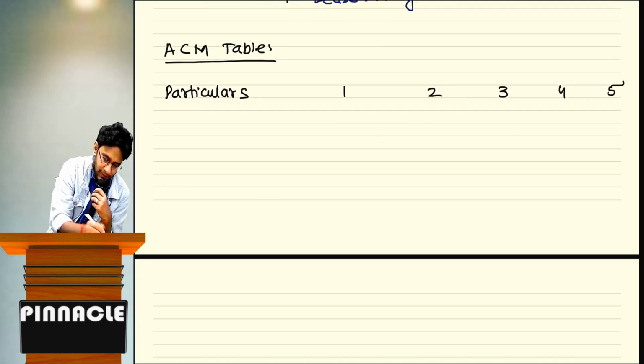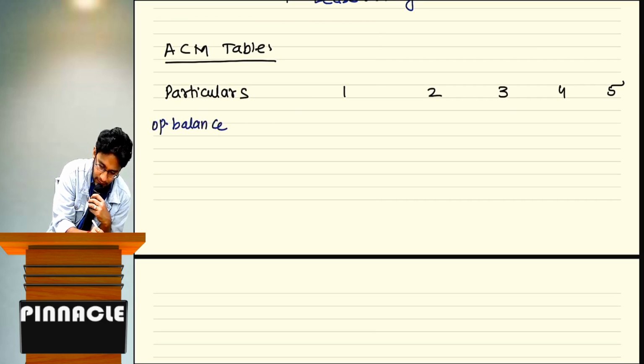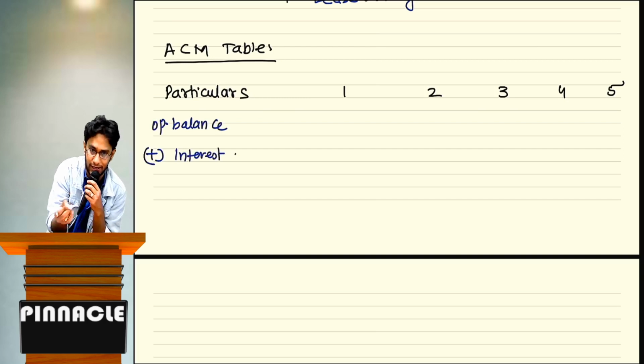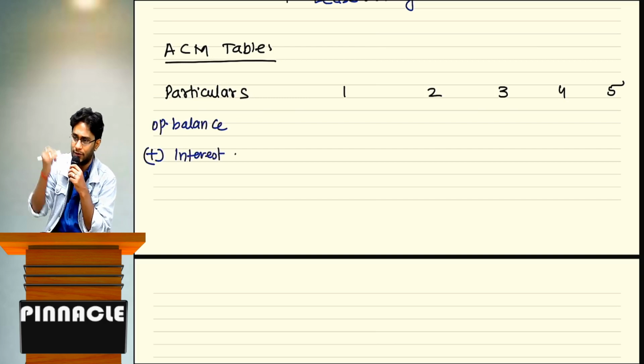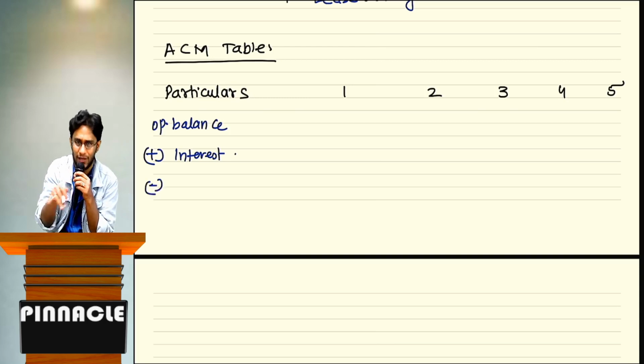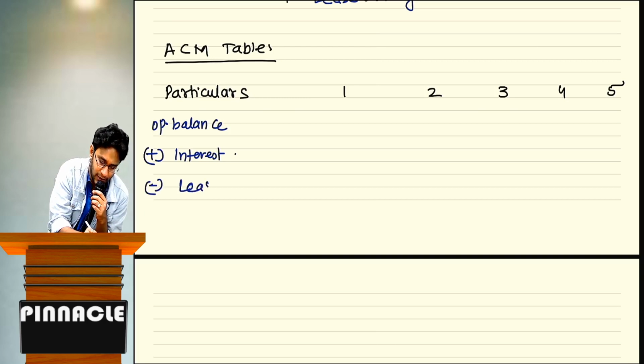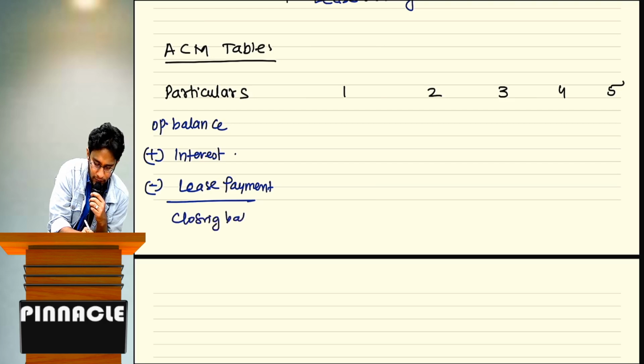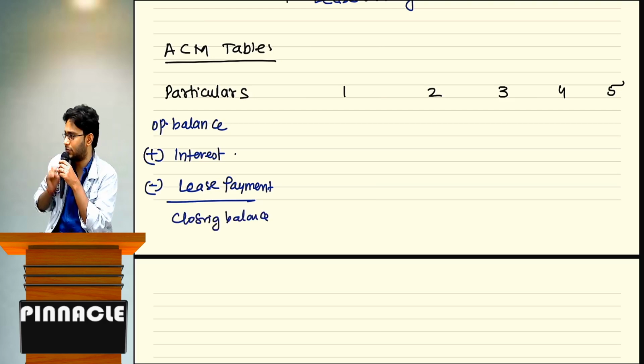Watch. Tell me, sir, what will you write in particulars column? Opening balance. Then you add interest. Interest at whatever rate they gave you, you will apply that on opening balance only, no? Right? From that you make the contractual cash flow. In the cash flow, we use the word lease payment. Then you will have the closing balance. Normally the story goes like this only, sir.